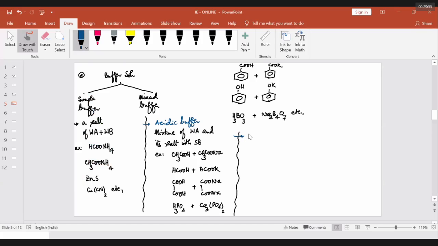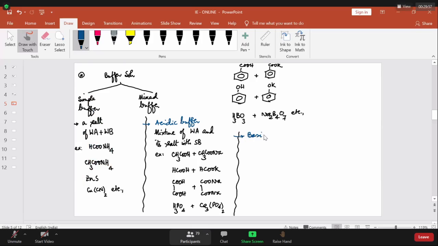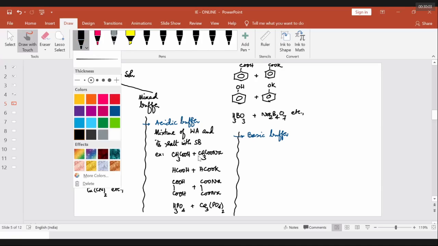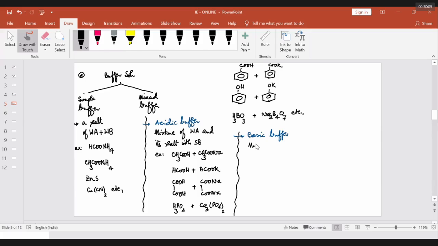Naturally, it must be called which buffer? Basic buffer. Let us have some cheating process. What is that? Acidic buffer, mixture of weak acid and its salt with strong base. No. It is to be written as a mixture of weak base and its salt with strong acid. Come on.